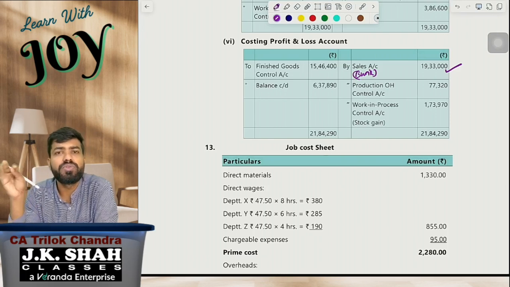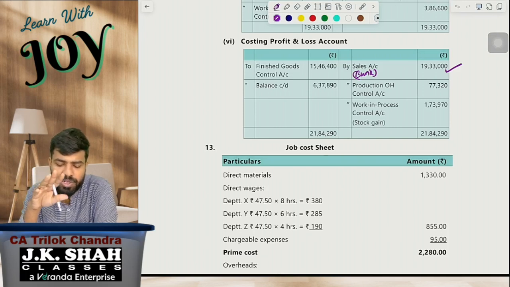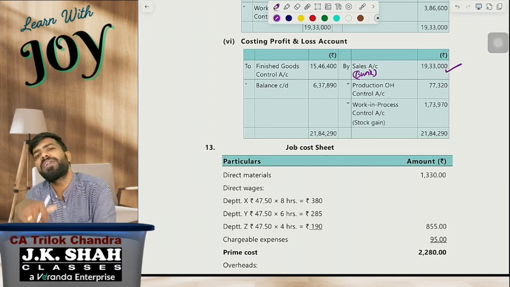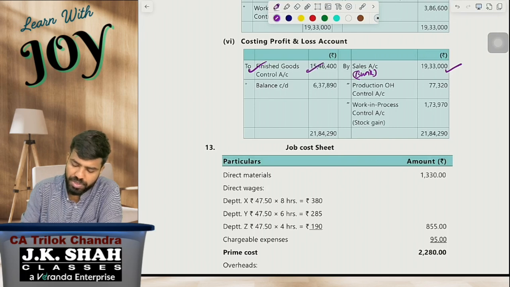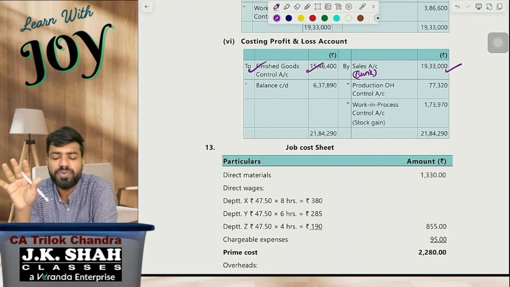Next, what is the entry for the cost of finished goods sold? Normally, we would write the entry cost of sales to finished goods. In this case, there is no need to prepare the cost of sales account. Even if you transfer it to cost of sales account, from there we will transfer it to costing P&L account. So directly you can write the entry costing P&L account debit to finished goods, 15,46,400. Are you understanding?